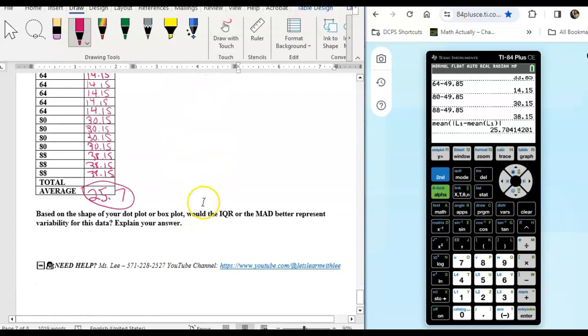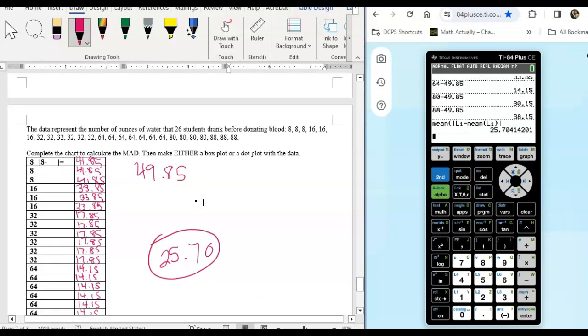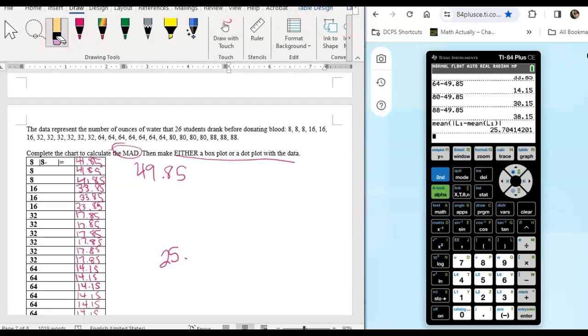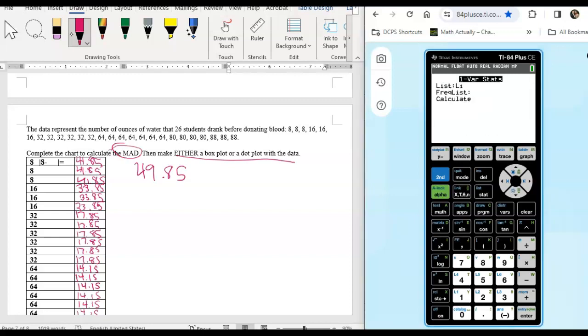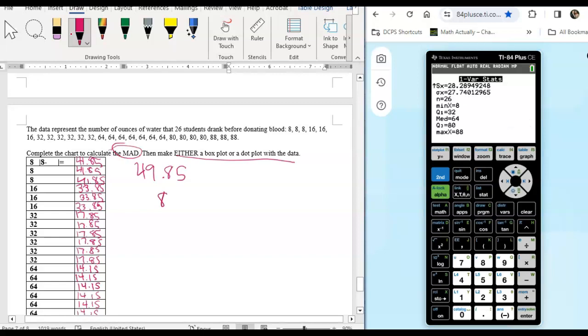All right, it says based on the shape of your dot plot or box plot, would the IQR or MAD better represent variability for this data? Okay, so after you've made this chart to calculate the MAD, it says make a box plot or a dot plot with the data. Now, personally, a dot plot sounds horrible because there's a lot of dots we would need to draw out. So I'm going to make a box plot. And so I'm going to go ahead and go back and look at my number summary here. My lowest number was 8. This is my number summary. So 8, 32, 64, 80, 88.